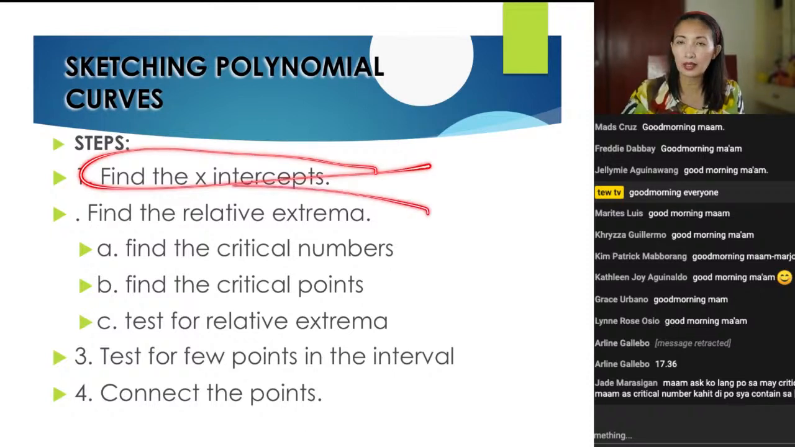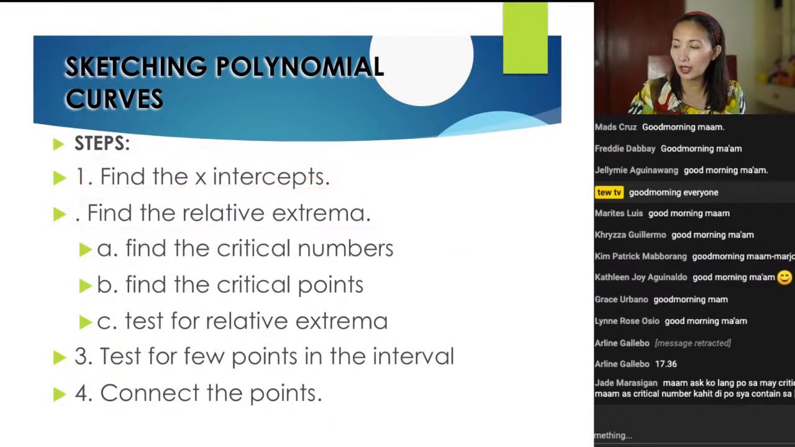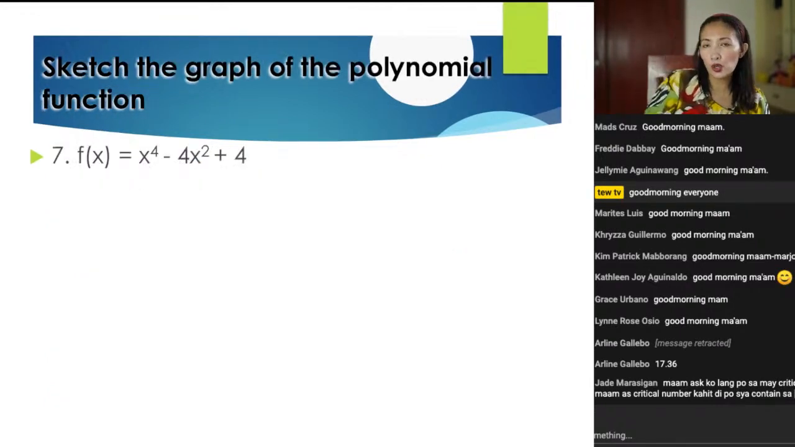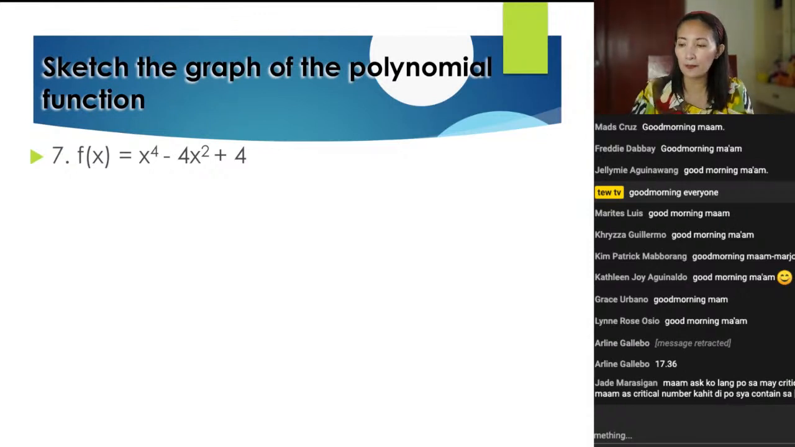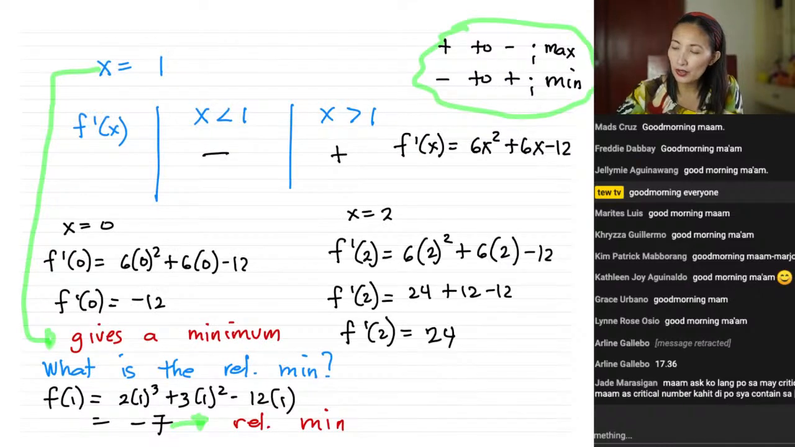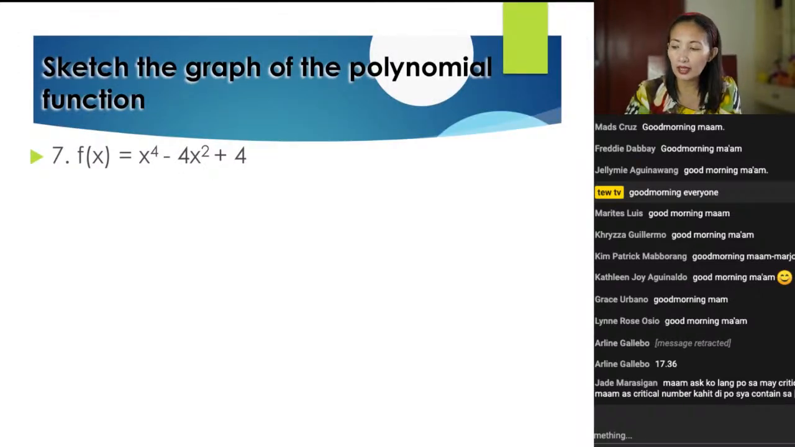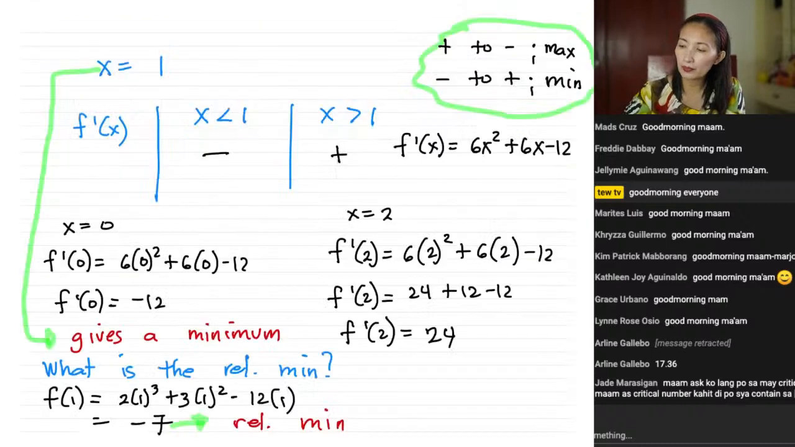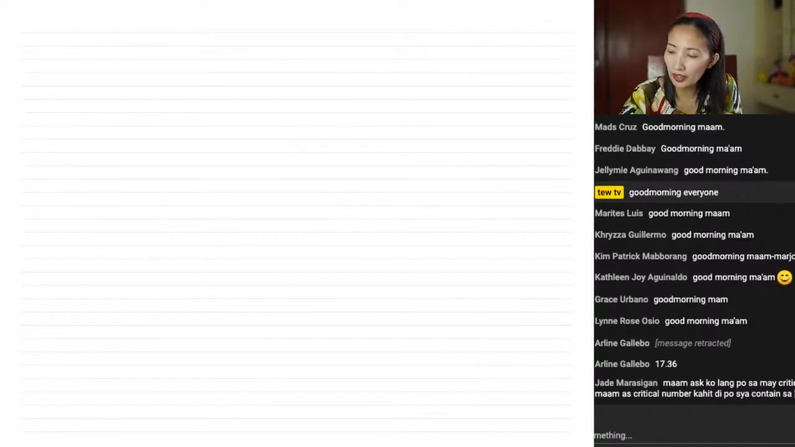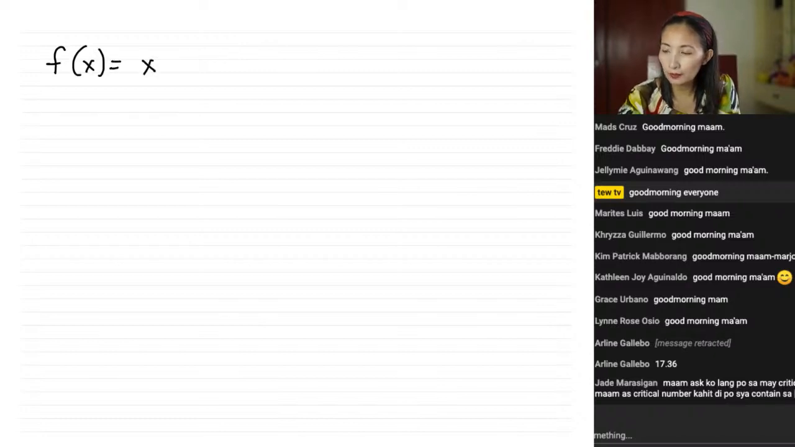And then the next 3 other steps. So let's show this by using this example. F of x is equal to x to the fourth minus 4x squared plus 4x. Okay, so like what we did in the previous, step number 1 is identifying the critical numbers. Let me copy the function given. F of x is equal to x to the fourth minus 4x squared plus 4.